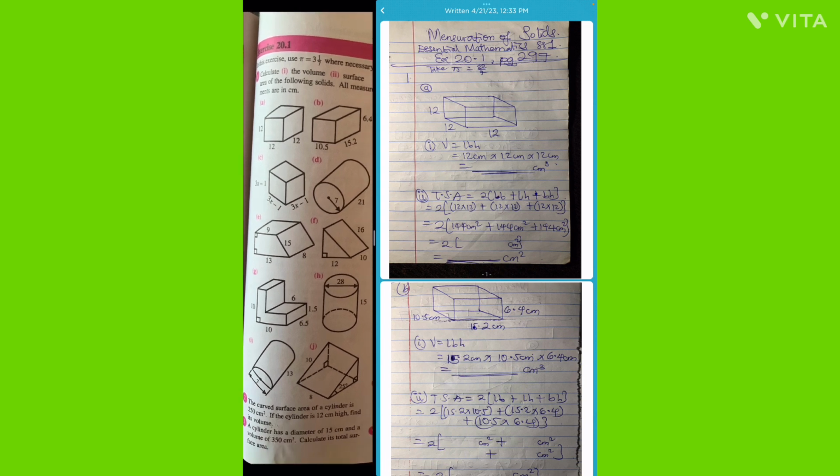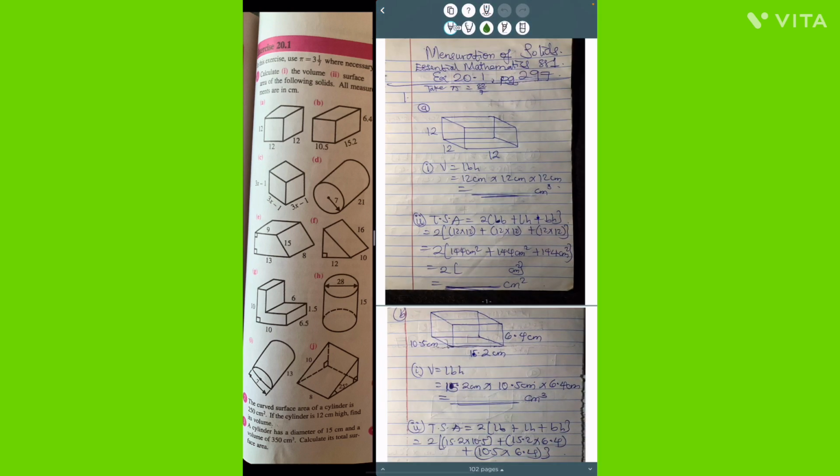So the first question here is a cube. The volume of a cube is length times length times length. I actually wrote this as length times breadth. It should be length times length times length, which is the same thing as L cube. So 12 times 12 times 12 will give us the volume. Then the total surface area of a cube is 6L squared. So I should have written 6L squared, although it ends up being the same thing. This gives the total surface area of the cube.